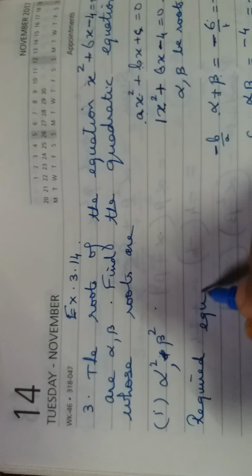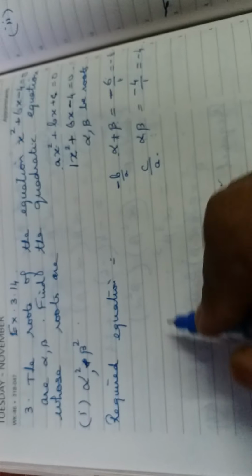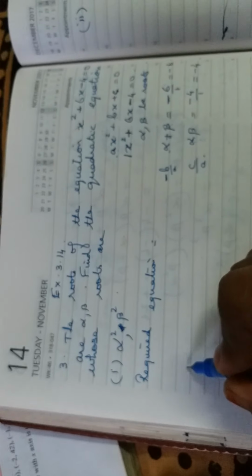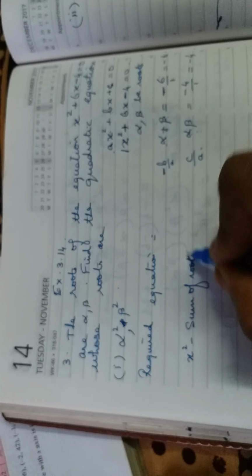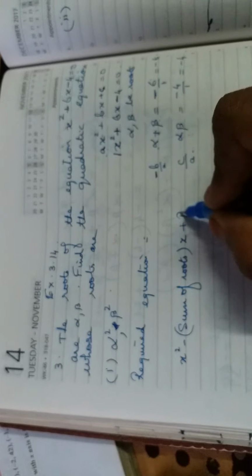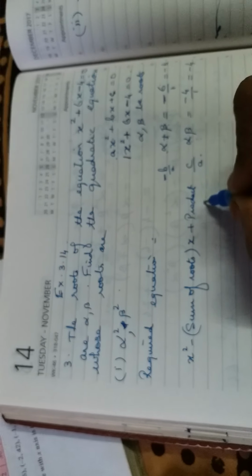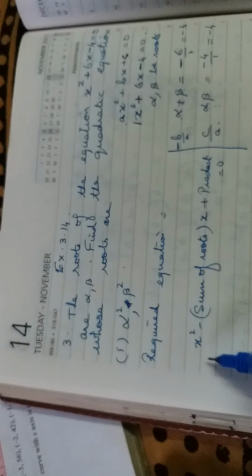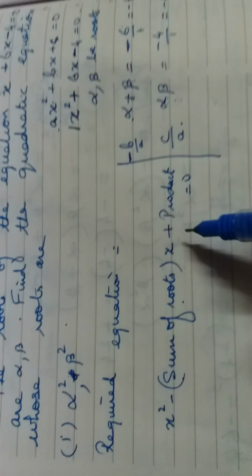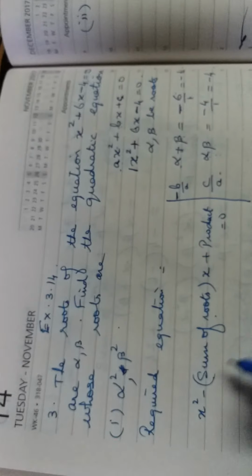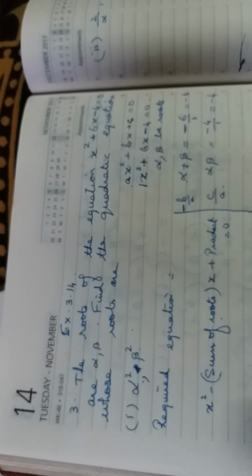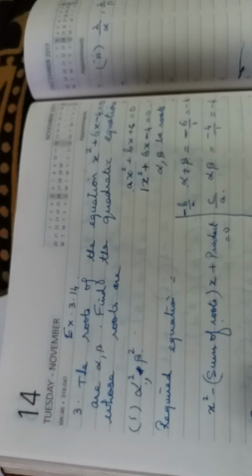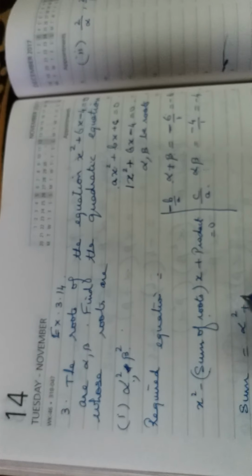Required equation is equal to x square minus sum of the roots into x plus product is equal to 0. This is your general equation. So now you have to first find out sum of the roots with the given value alpha square and beta square. So sum is equal to alpha square plus beta square.